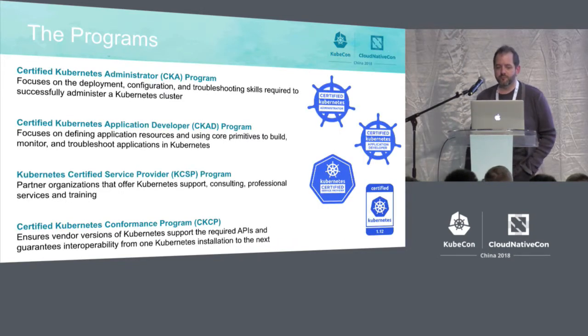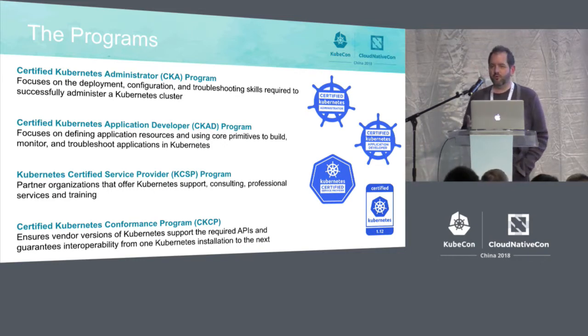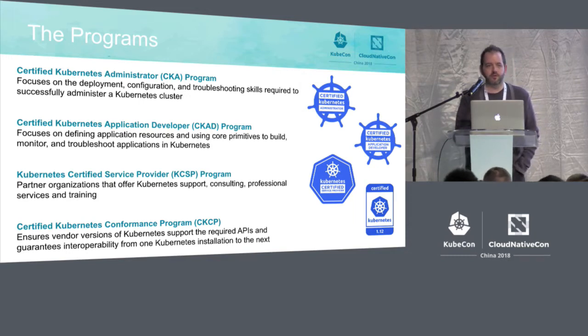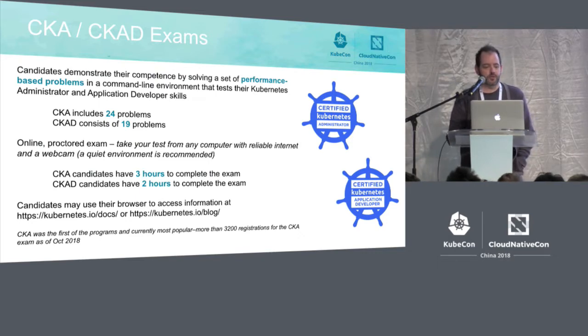So there's a number of different programs here. There's the CKA for administrators. There's the CKAD for developers. Those are for individuals. And then the KCSP is the partner program. So companies who have individuals as part of their staff that are CKAs, they can be part of this program. We'll talk about that. And then the Conformance program is all about, like I said, platforms that ensure their customers that they're going to run Kubernetes applications the way that you expect them to.